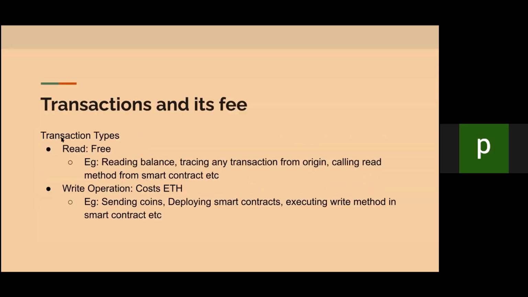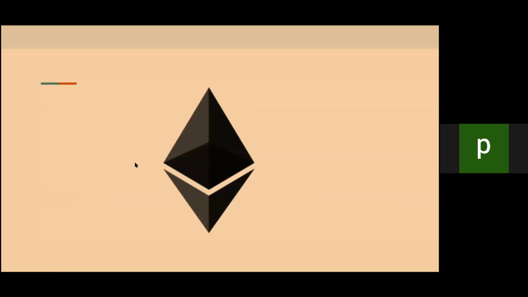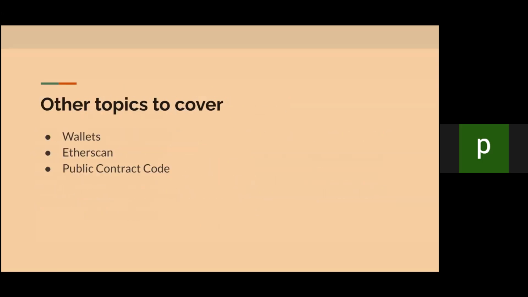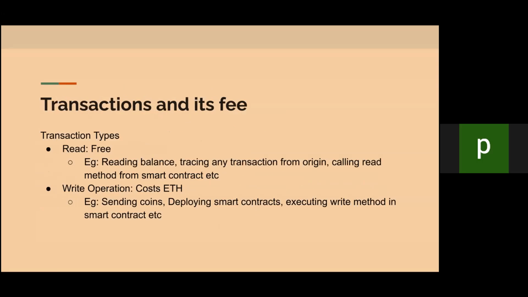So there are two kinds of transactions: read transactions and write transactions. So all the things are related to mainly Ethereum from now onwards. So just relate to that. Don't compare it with the Bitcoin, and don't confuse it with the Bitcoin. So there are two kinds of transaction: read and write operations. So read operations are free.